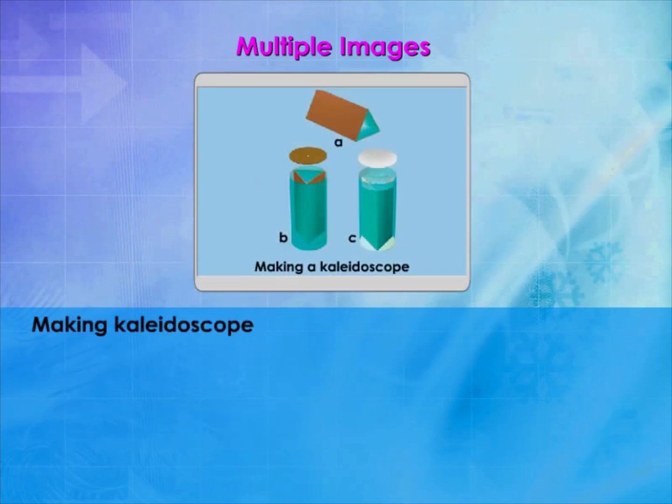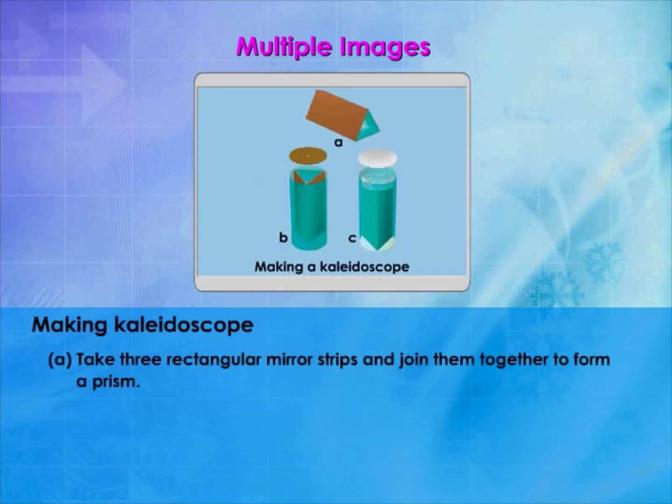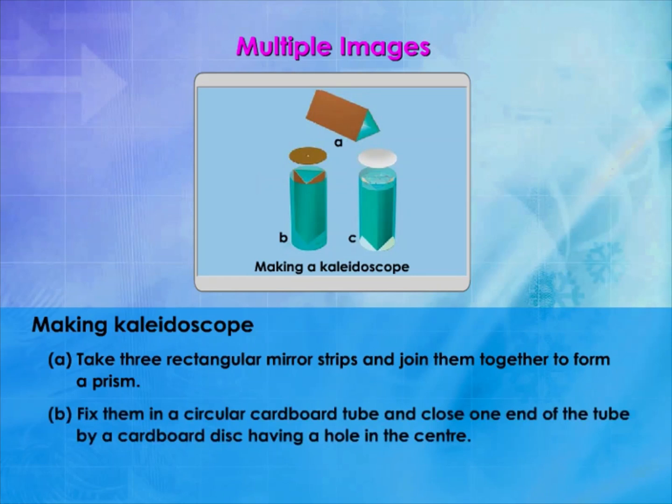To make a kaleidoscope, get 3 rectangular mirror strips about 15 centimeters long and 4 centimeters wide each. Join them together to form a prism. Fix them in a circular cardboard tube or tube of a thick chart paper. Make sure that the tube is slightly longer than the mirror strips. Close one end of the tube by a cardboard disc having a hole in the center through which you can see. To make the disc durable, paste a piece of transparent plastic sheet under the cardboard disc.